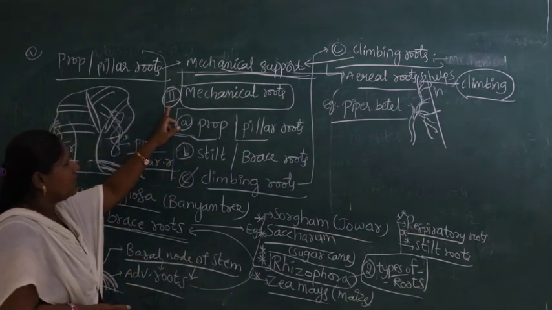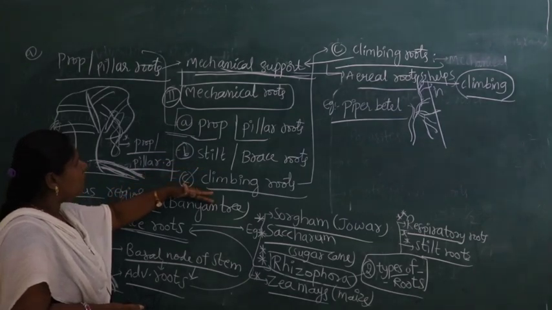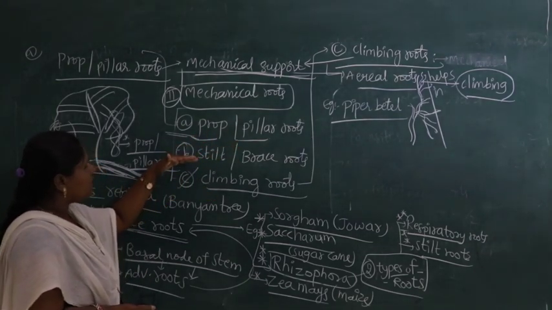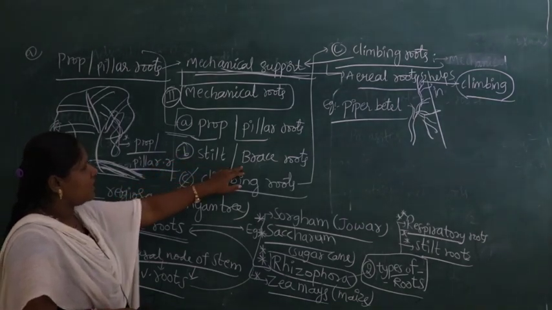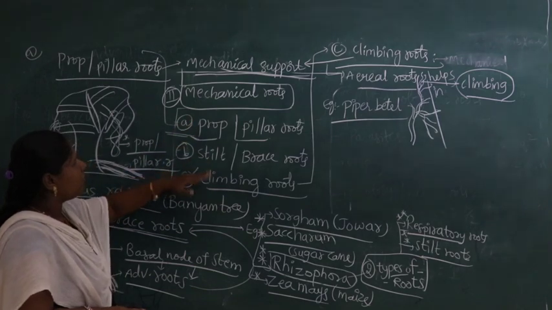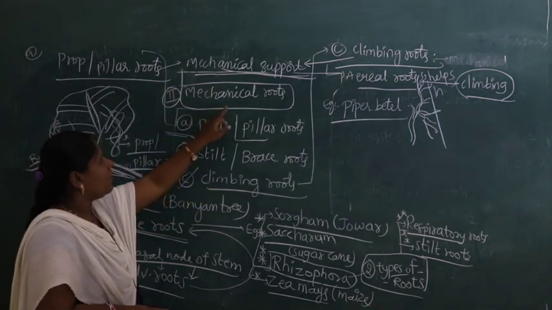Now I repeat again. What is the second category? Mechanical roots. There are three types of mechanical roots. What are they? Prop roots or pillar roots. Second one is stilt roots or brace roots. Third one is climbing roots. All three provide mechanical support. That's why they are called mechanical roots.